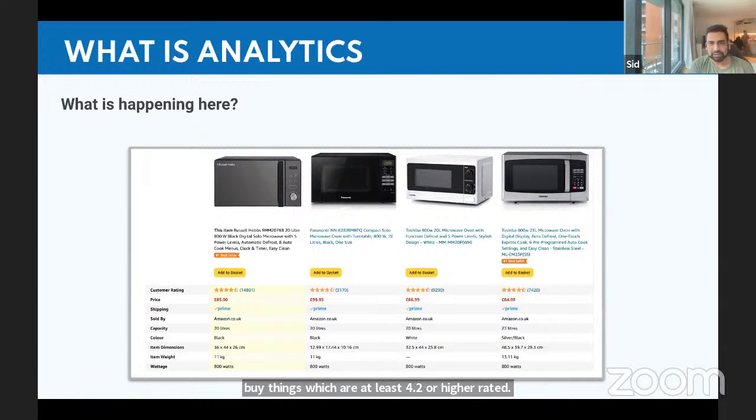So when I looked at this screen, this in itself is analytics, right? I'm trying to look at data and I'm trying to make a decision.